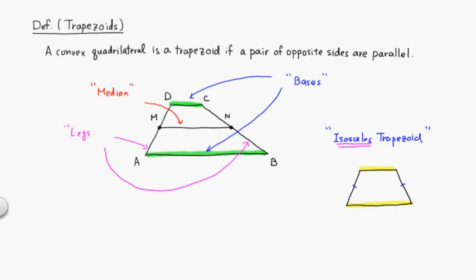Right, and here's a little note that we can think of a parallelogram. A parallelogram is a kind of a trapezoid. Right, because it satisfies the condition to be a trapezoid. It's just that the legs are also parallel to each other, right? But the parallelogram is a kind of trapezoid.